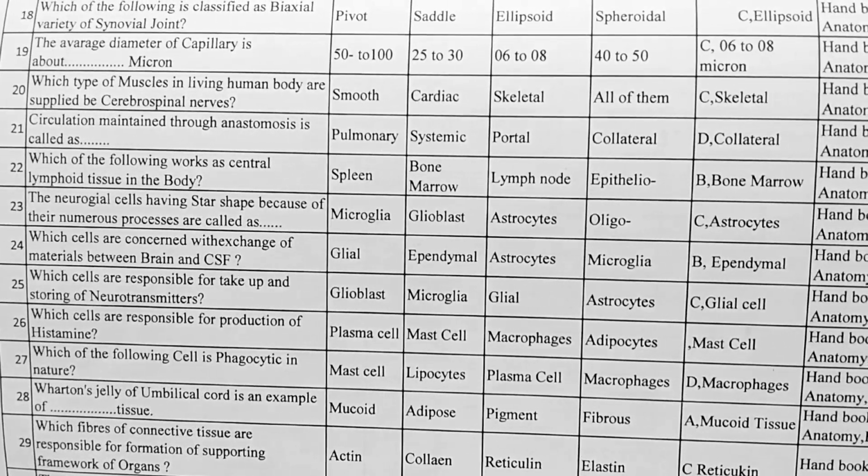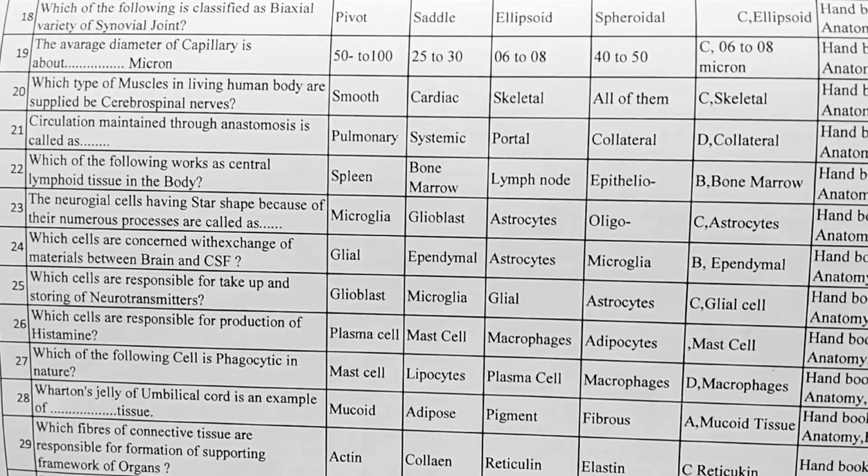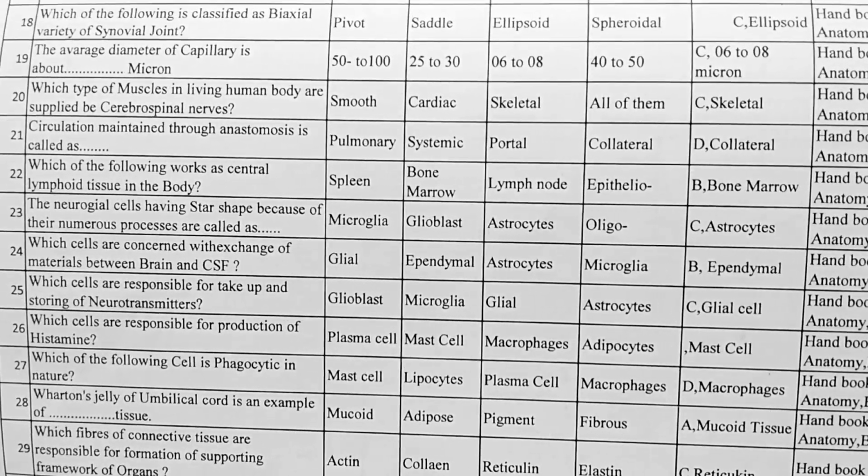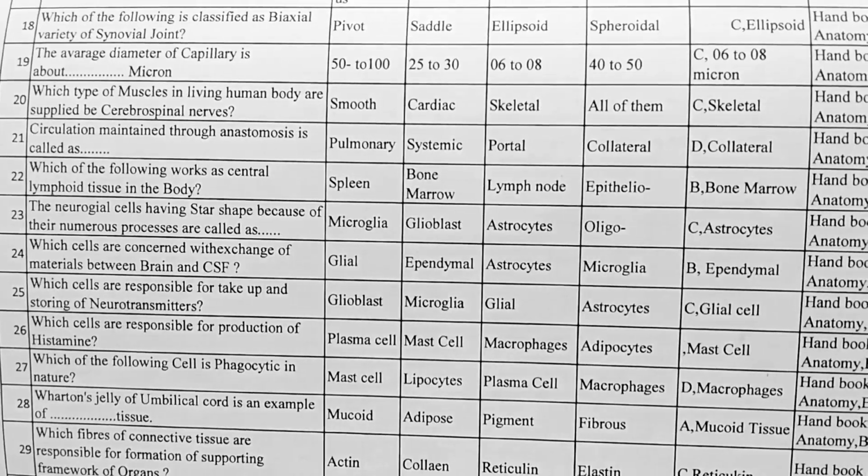Next, which cells are concerned with exchange of materials between brain and CSF? Option A is glial, option B is ependymal, option C is astrocytes, and option D is microglia. Option B is correct, ependymal.